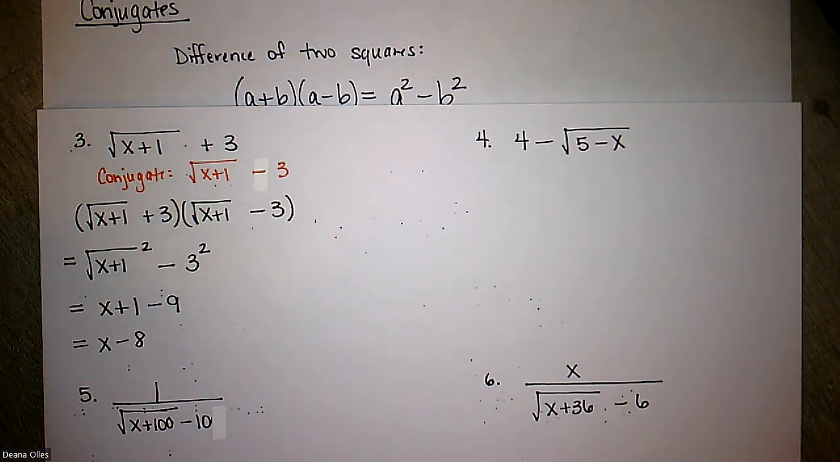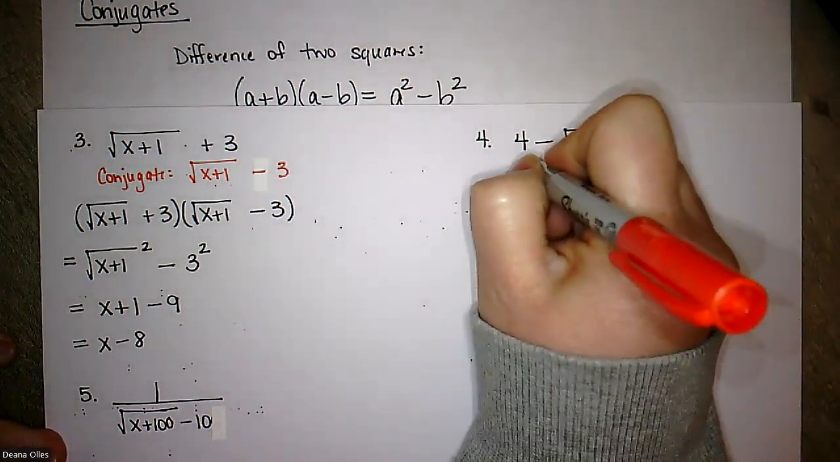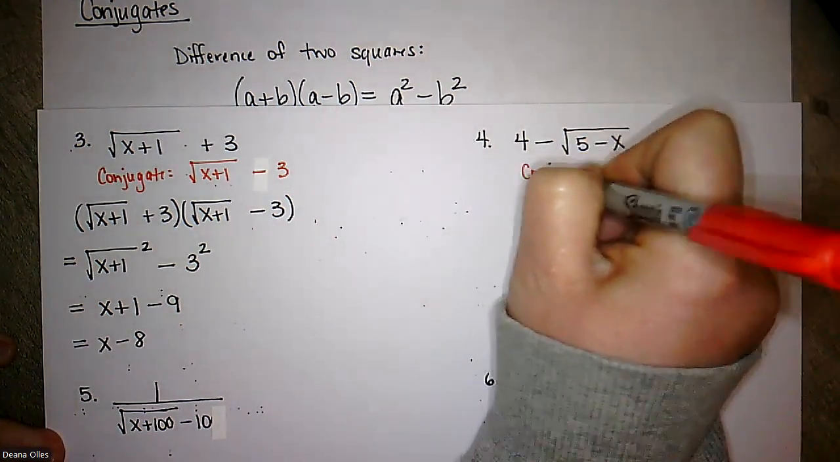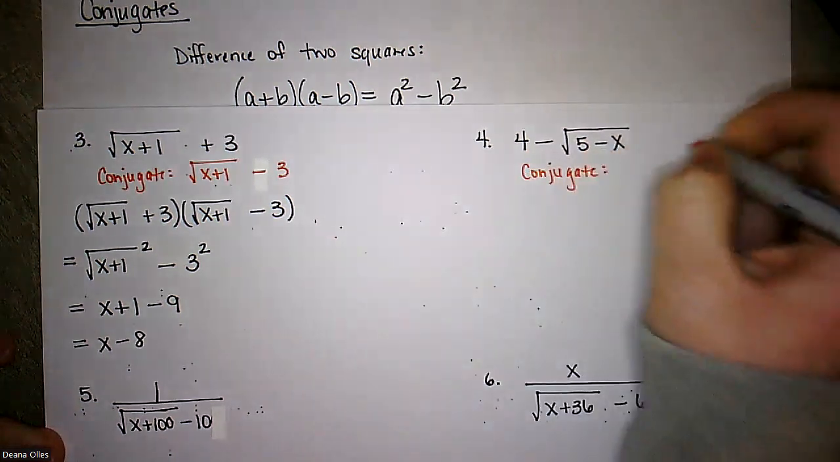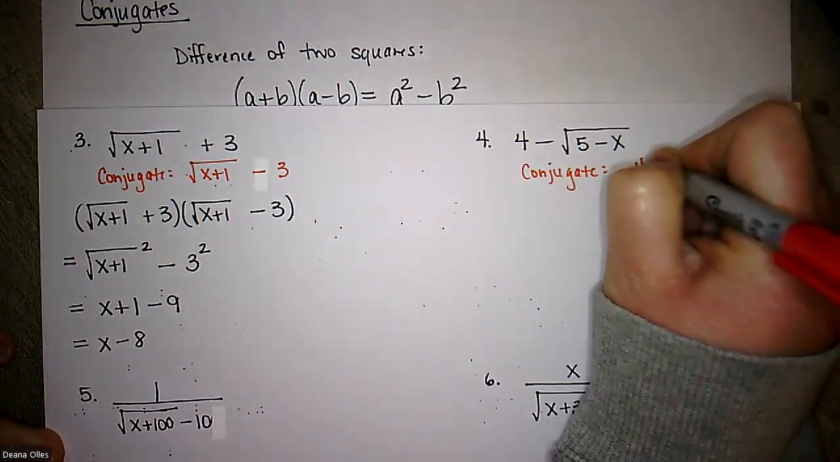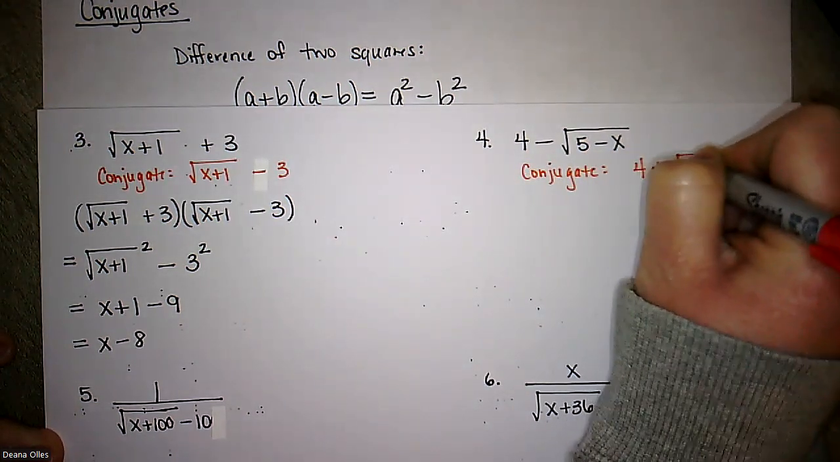One more like this, and then we're going to do what's called rationalize. So the conjugate here, instead of 4 minus the root, we're going to have 4 plus the root.